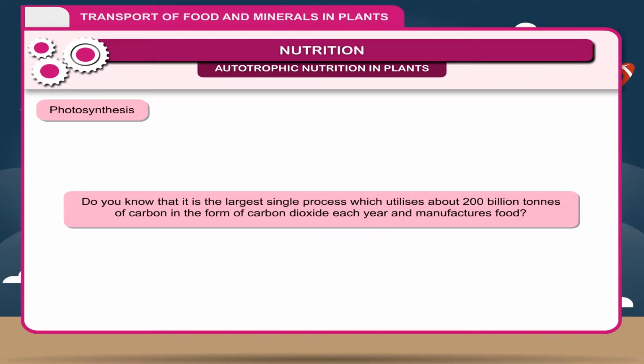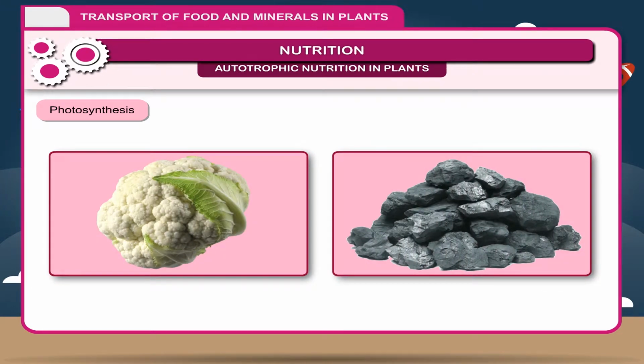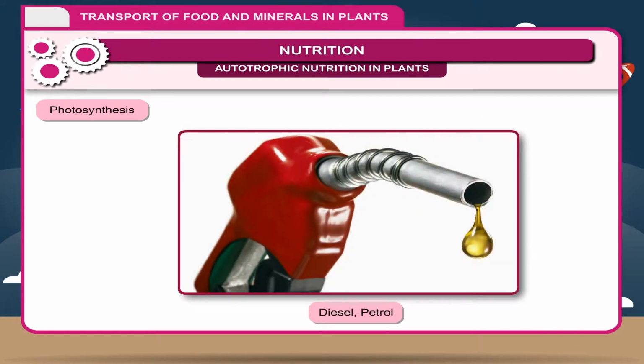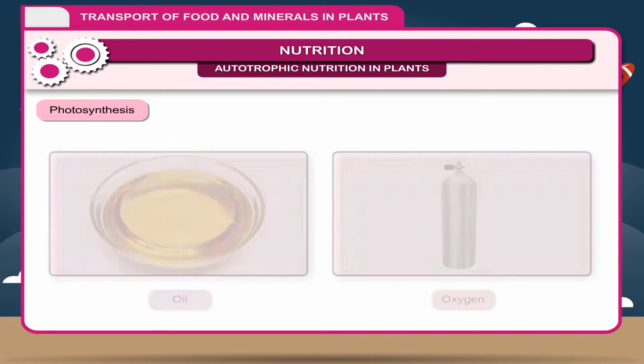Do you know that it is the largest single process which utilizes about 200 billion tons of carbon in the form of carbon dioxide each year and manufactures food? All the essential commodities of life such as food, coal, diesel, petrol, oil, oxygen, etc. are the byproducts of this process.